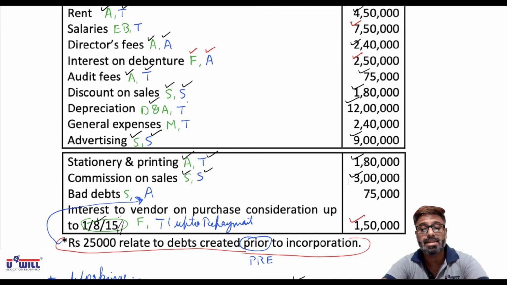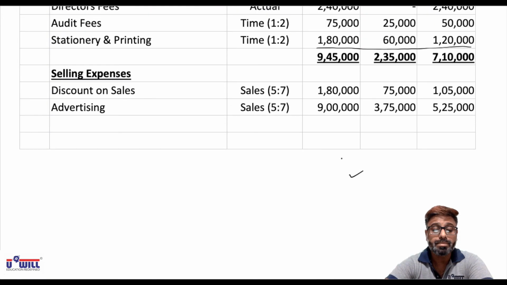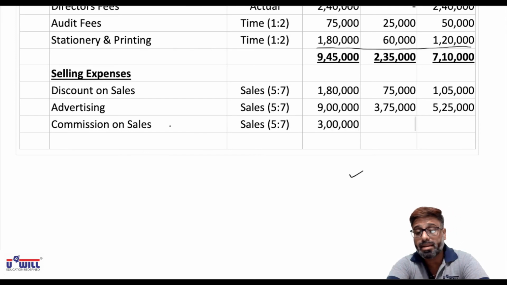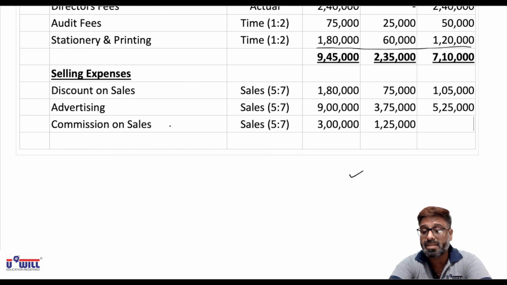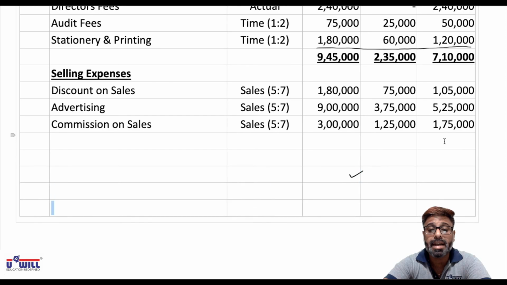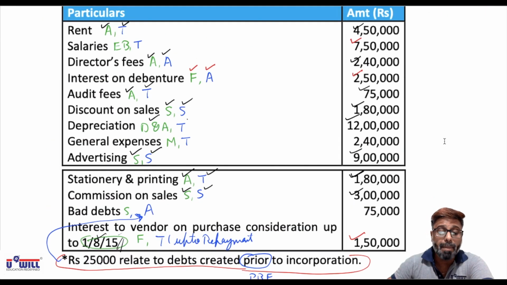Then after advertising, the next item marked as S is commission on sales, sales ratio, 3 lakhs. So 5:7 ratio, 3 lakhs into 5 by 12 is 1,25,000, and 3 lakhs into 7 by 12 is 1,75,000.